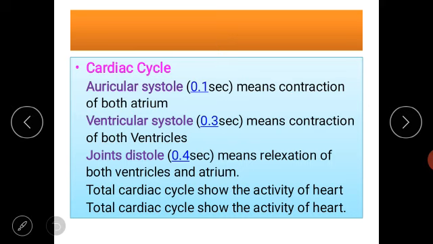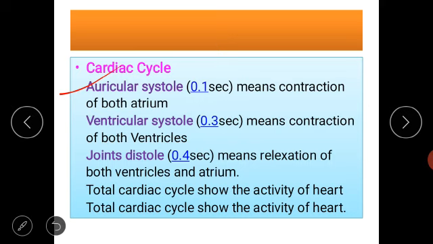Now let us study something about cardiac cycle. First is auricular systole. Okay, 0.1 second, means contraction of both atria. Both the atria contract and it takes a time of 0.1 second. The next is ventricular systole, that is 0.3 second. Okay, so systole is what? Contraction of auricle or contraction of the ventricle. So contraction of ventricles takes 0.3 second, means contraction of both ventricles.